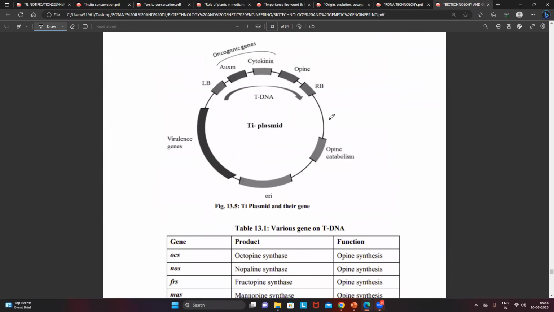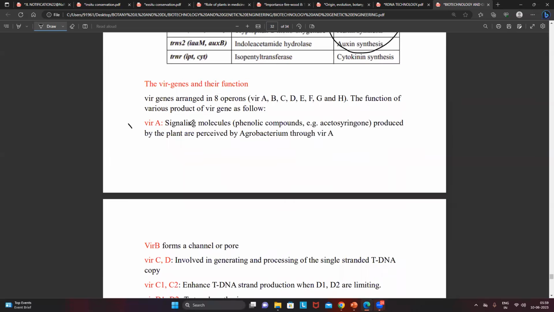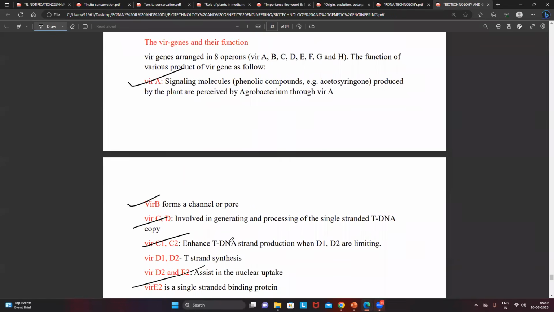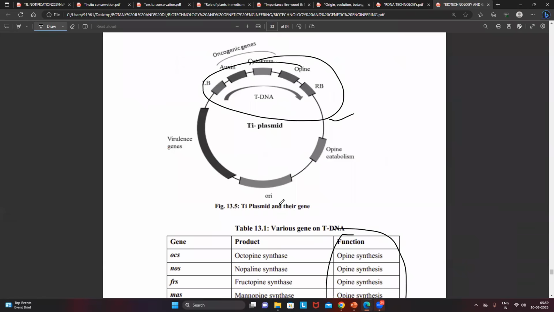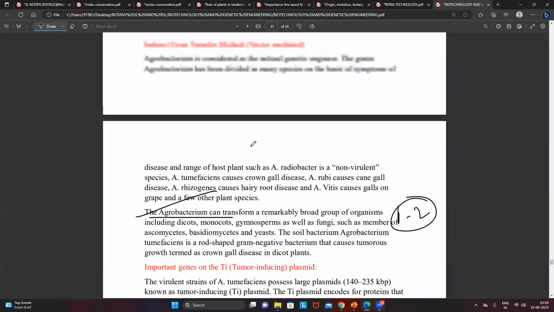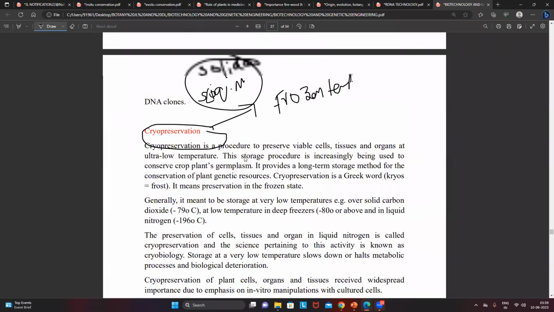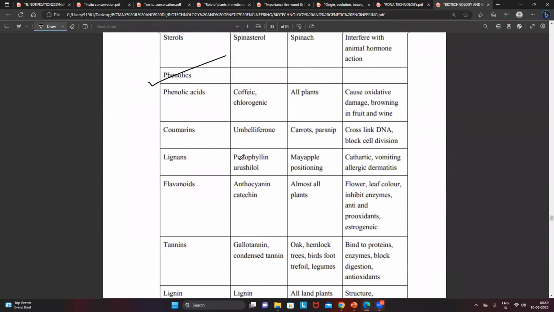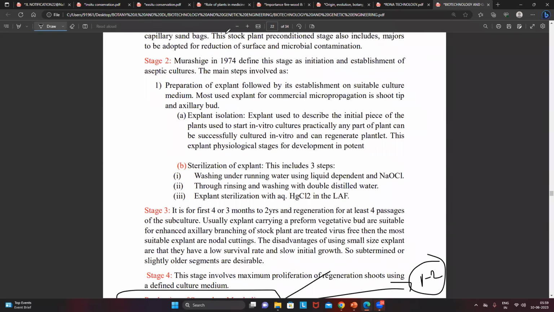I have mentioned very clearly what the Ti plasmid is, what the components of the Ti plasmid are, and what their functions are. Most importantly, the genes: the function of Vir A, B, C, D, E2. You have to read all the gene functions, what the active parts of the plasmid are and what their functions are. Trust me blindly, in the applications of tissue culture, give importance to Agrobacterium-mediated transformation, followed by cryopreservation, followed by plant secondary metabolite applications. These four are very important in this concept.